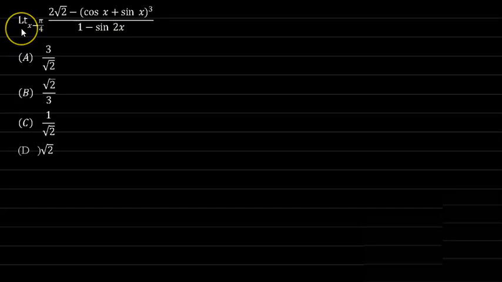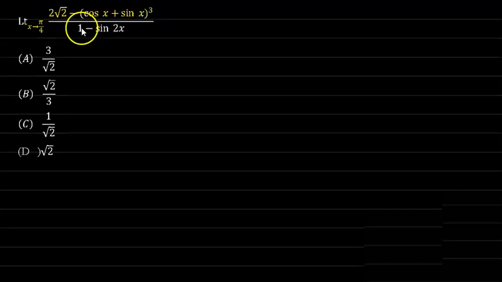From the topic limit and derivative, and from the subtopic evaluation of the limit by using some standard formula. So the limit is x tends to pi by 4 of (root 2 minus cos x plus sin x) whole cube divided by 1 minus sin 2x, and options are 3 by root 2, root 2 by 3, 1 by root 2 and root 2.